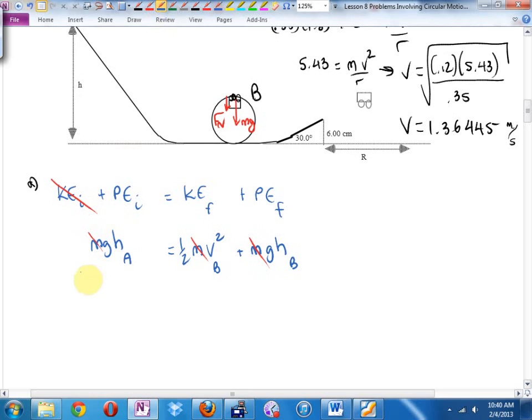In fact, the height, how would I get the height by itself? Here we can draw a big fraction line. We're going to divide by 9.8. It's going to be a 0.5 on the top, 1.36445 squared plus 9.8 times, oh, it's 2 radiuses. What was the radius? 12 centimeters. For my height, 0.24, yeah?